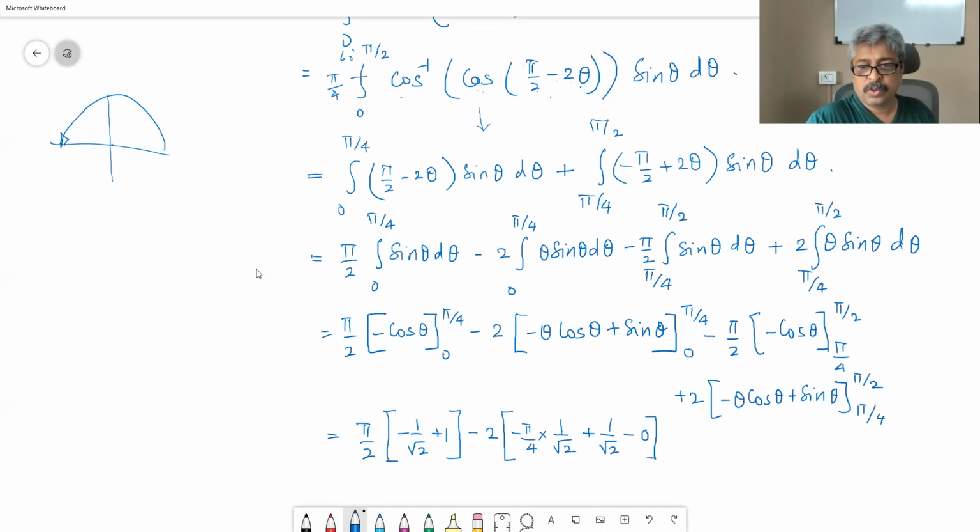Pi by 4 into 1 upon root 2, the first is correct. Sin pi by 4 is 1 upon root 2, correct. Multiplied by 0, so it is 0, and sin 0 is 0, correct. Minus pi by 2 inside bracket, minus cos pi by 2 is 0, minus minus, plus 1 upon root 2. That is correct.